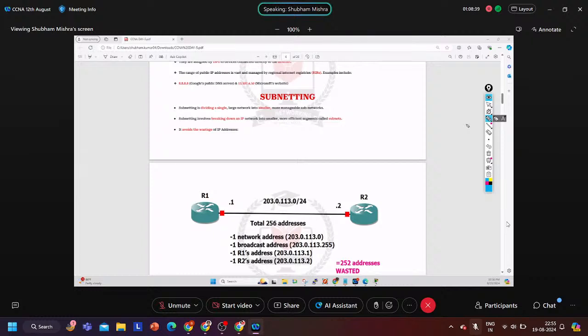Okay. The next thing is, guys, subnetting. Subnetting means, who can define? Just 5 minutes ago, I defined the subnetting. Dividing the network into smaller networks, subnetworks. That is called subnetting. Subnetting involves breaking down of an IP network into smaller parts, and each part is known as what? Subnet. Each part is known as a subnet.